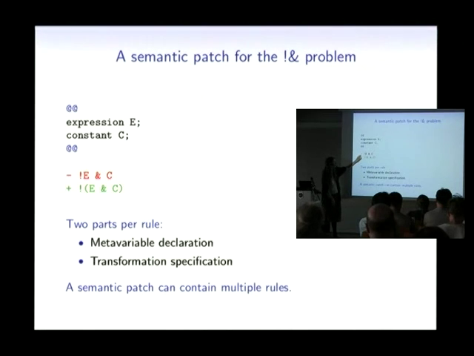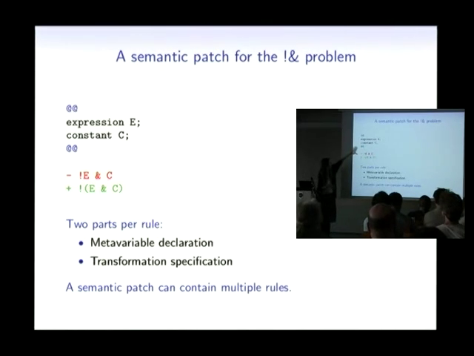So basically, our idea is if we have exclamation point, any random expression, and what I have here is any constant. We consider a constant to be 3 or a string, or actually, because we're targeting Linux code, which follows this convention, anything that's all in capital letters is a constant as well. So if you have exclamation point E and constant, then you want to turn it into exclamation point parenthesis E and constant. And that's all there is. Then you can just apply this to the entire Linux kernel, and it will find all the places that need to be fixed.